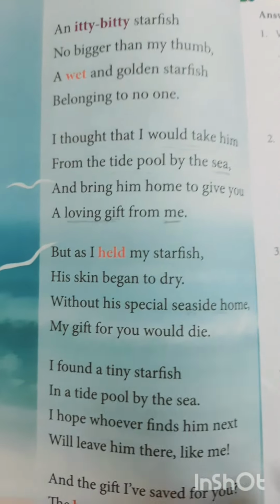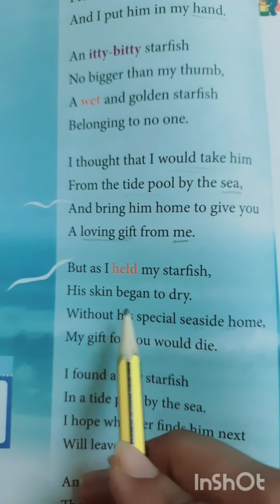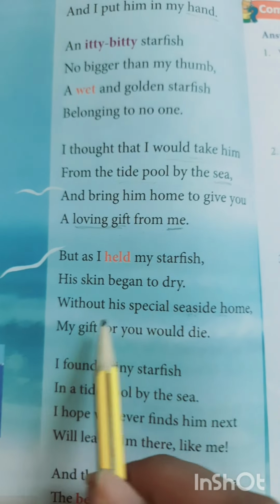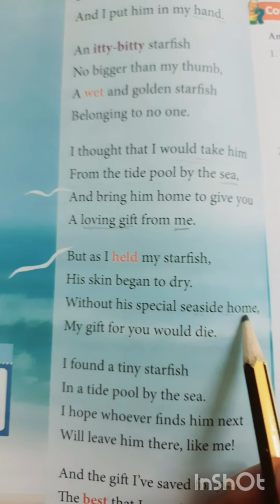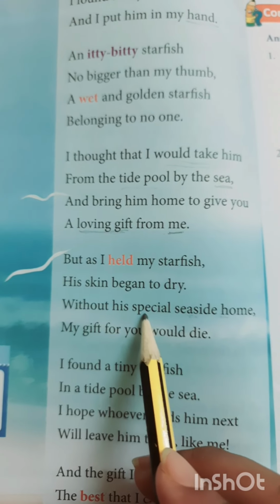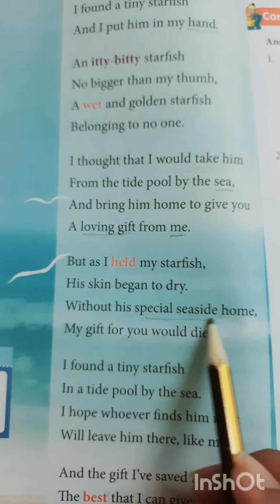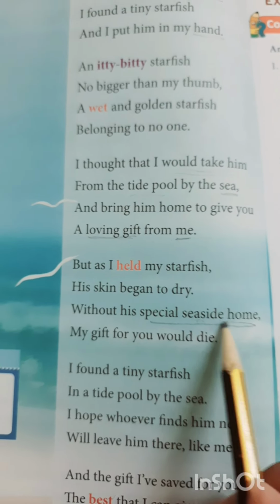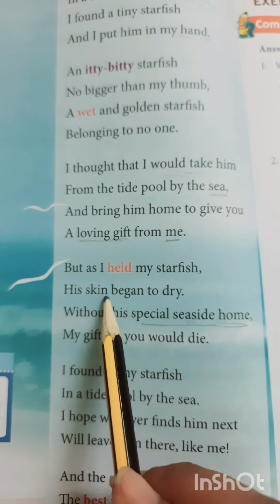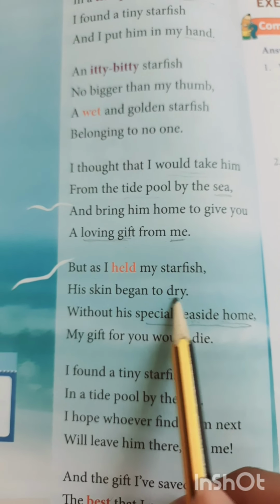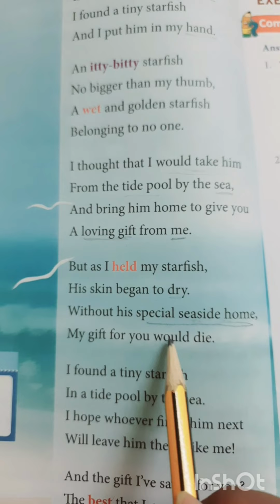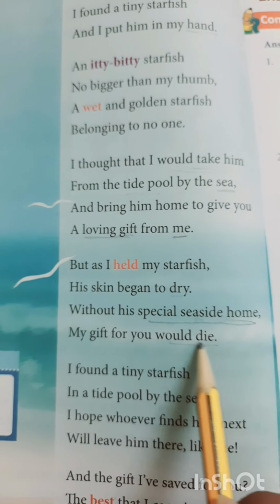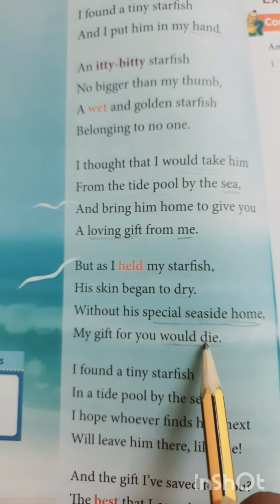So, that's why this poet now says that his skin began to dry without his special seaside home. Yes, this starfish had a special seaside home. If the starfish is not there in his seaside home, the skin began to dry. My gift for you would die. Yes, obviously, the starfish might die.